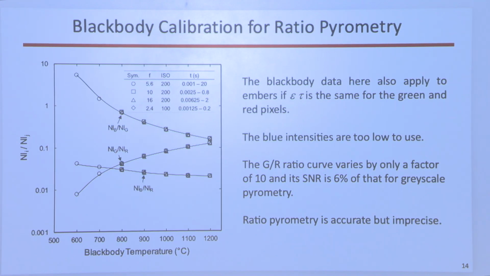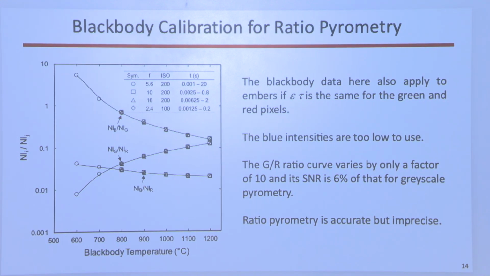So here's what happens now if you plot the temperature on the x-axis. This is the black body temperature versus the ratio. So it's blue intensity divided by green is the upper curve. The middle curve is green divided by red. And the lowest one is blue divided by red.